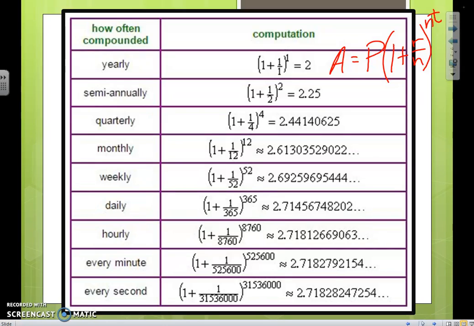Okay? They looked at this equation, and they put a 1 just for the interest rate, and looked at how you compounded it. So if I compounded it once, meaning yearly, I ended up getting the number 2 for my answer. And they continued to compound it more and more times a year. So it went to semi-annually, which was twice, quarterly, 4, monthly, 12, weekly, 52, daily, 365.